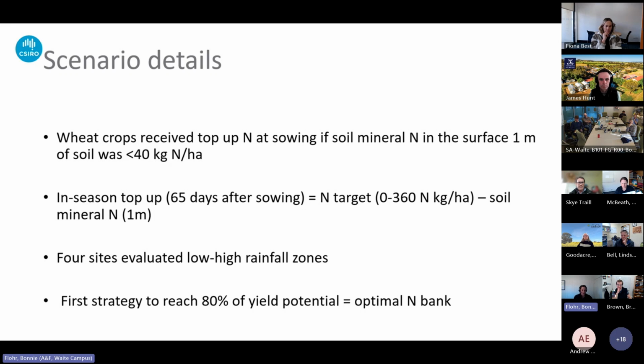So wheat crops received a top-up of nitrogen at sowing if soil mineral N in the surface 1 metre was less than 40 kilos. And crops received an in-season top-up 65 days after sowing. And that depended on the N bank target minus the soil mineral N in the top 1 metre. We evaluated 4 sites from low to high rainfall zones, and the first strategy to reach 80% of yield potential or economic yield was determined the optimal N bank.